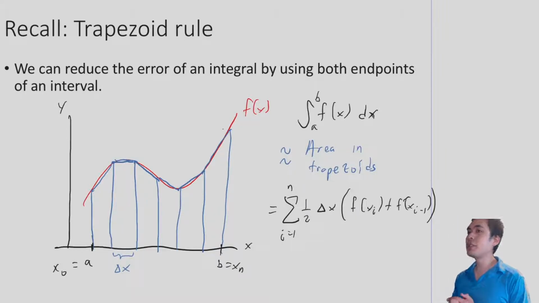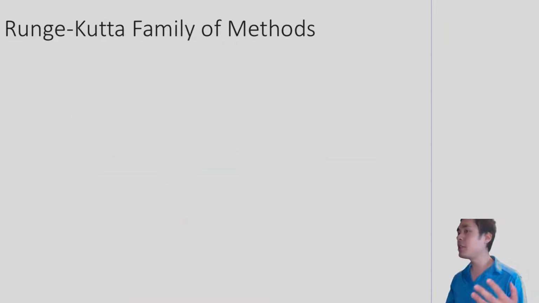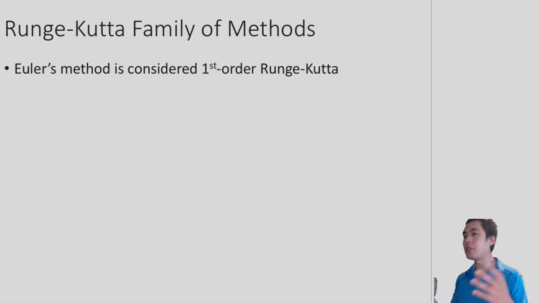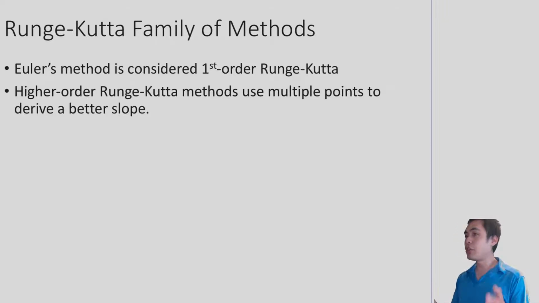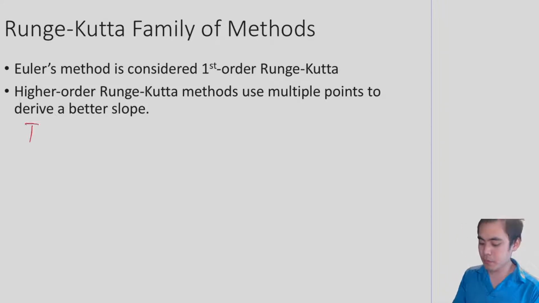So this leads to the idea of the Runge-Kutta family of methods. These are a series of a bunch of different methods. In fact, you can call Euler's method first order Runge-Kutta, since it only uses the slope at a single point to figure out where to go. Higher order methods use multiple points to derive a better slope. So let me give you some intuition.